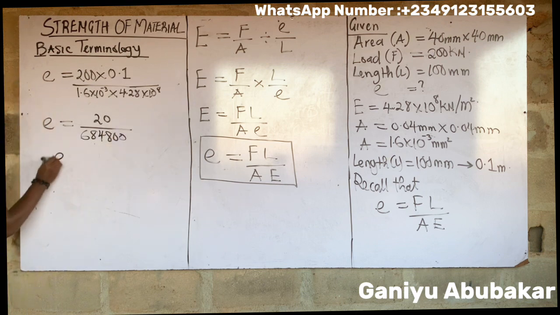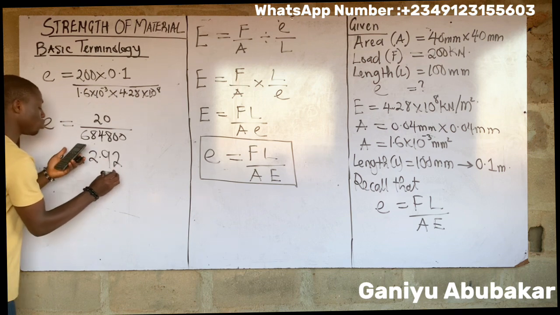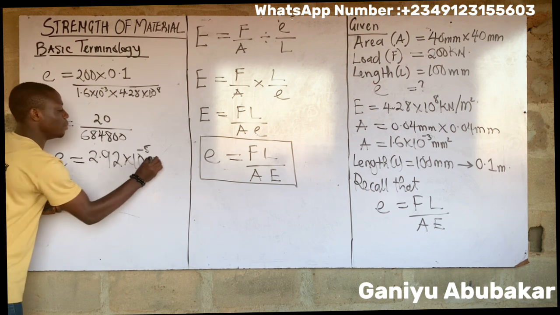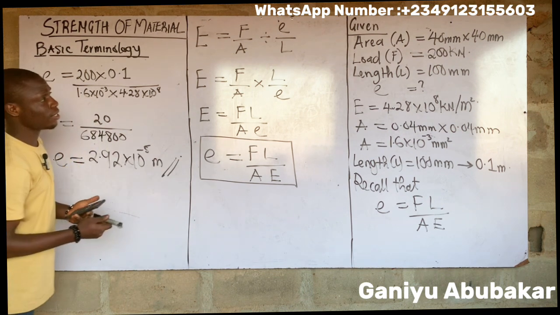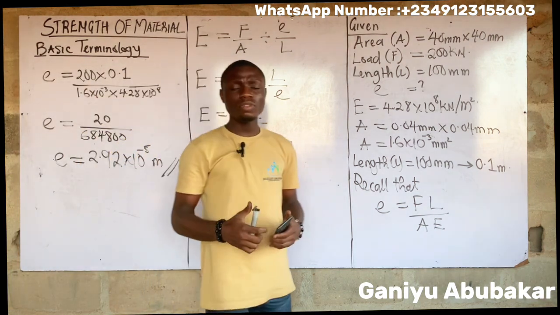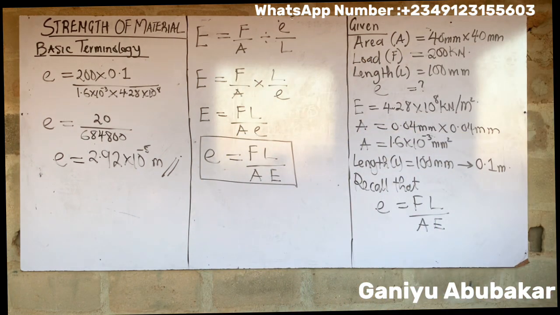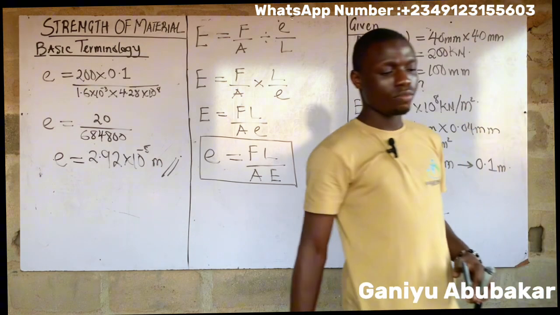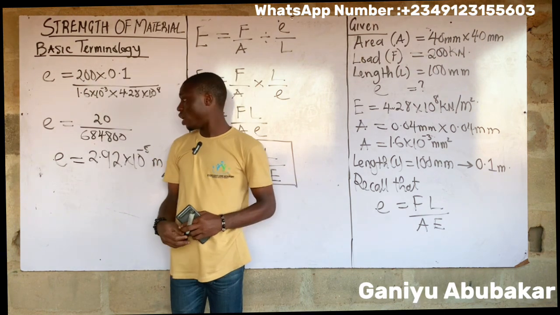So therefore my extension E now is equal to 20 divided by 684,800. So I have about 2.92 times 10 to the power minus 5 meters. That's meters. So it becomes my answer to this particular question.